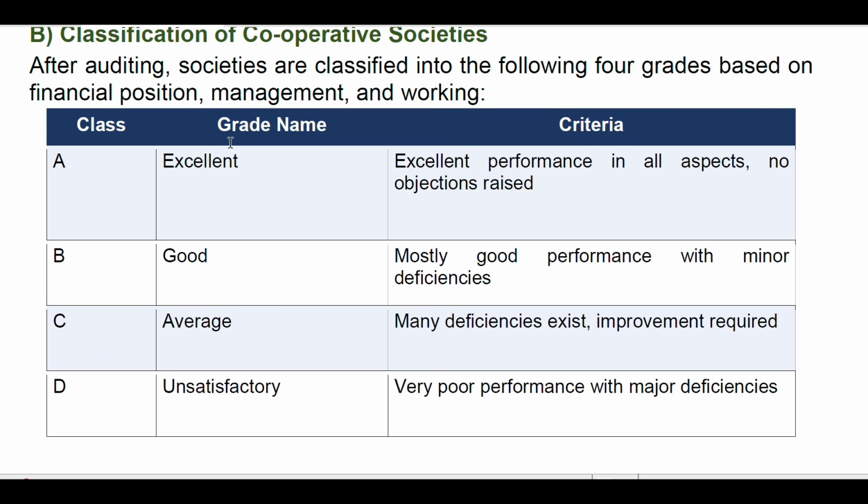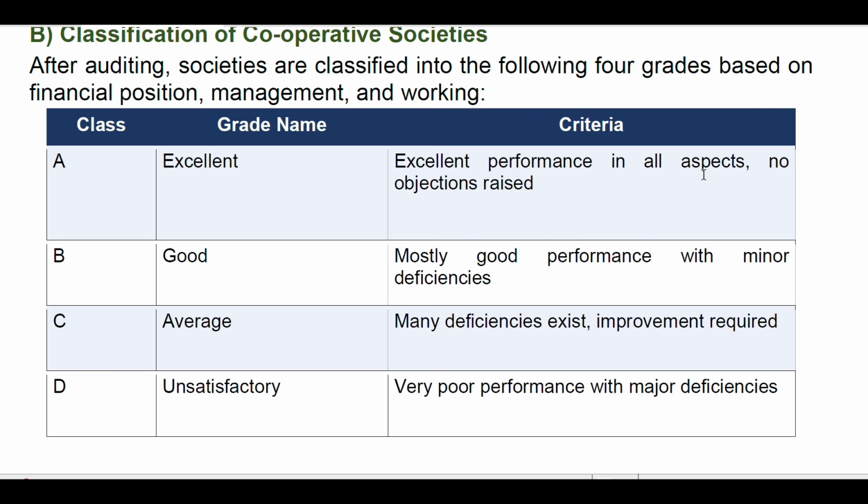Actually, this is very interesting. If you make a table for the particular thing, in the first column you can write class. Write A, B, C, D. Then the grade name: excellent, or whatever you feel is good. You can write it in your own language. And what is the criteria for it? A class is excellent.